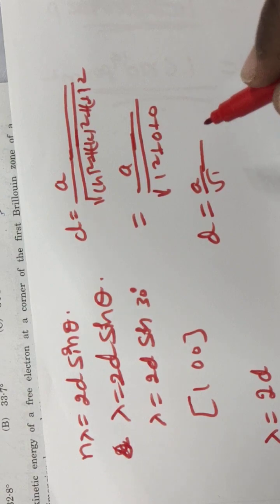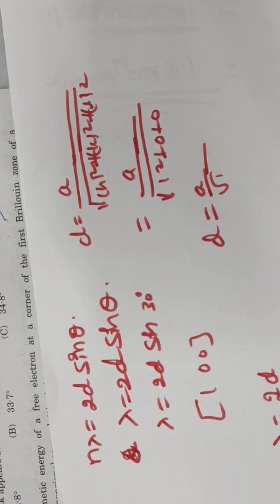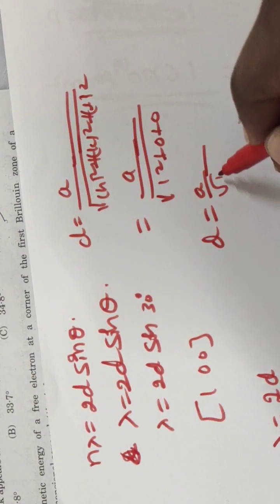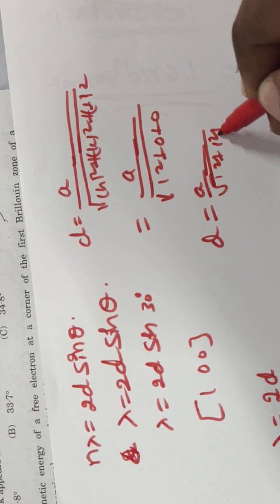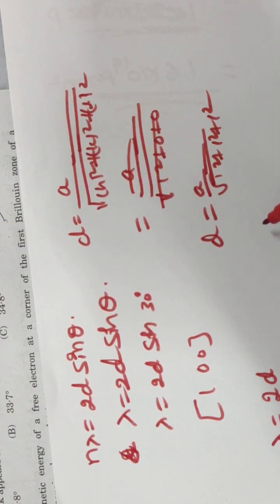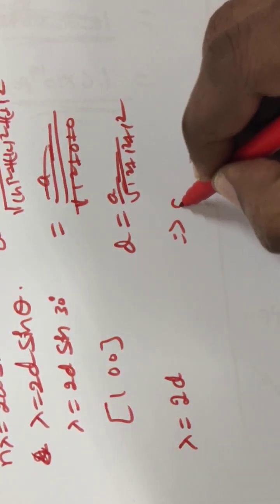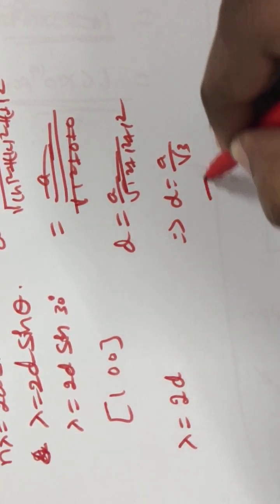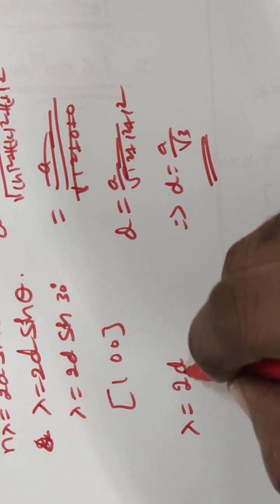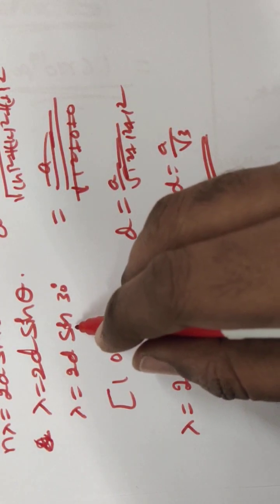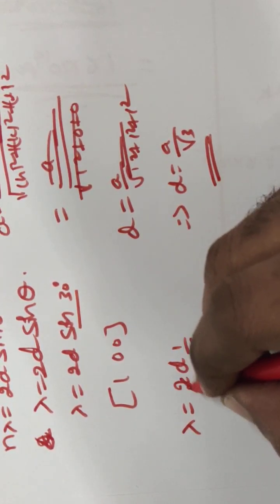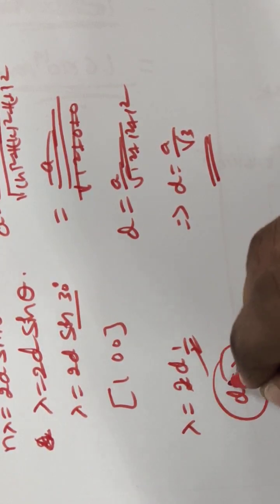They are given that this is for FCC, it is 1 square plus 1 square plus 1 square. So d is equal to a by root 3, and here lambda is equal to 2d sin 30 degrees, which means 1 by 2 to cancel, so d is equal to lambda.